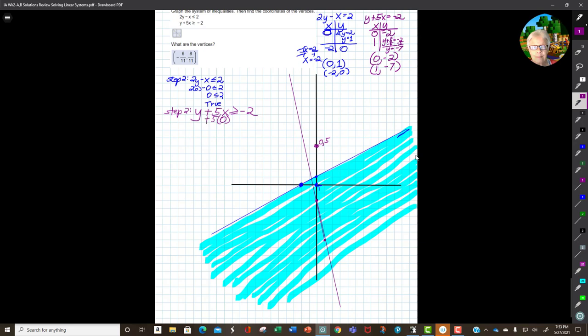Five goes in for the y. Is greater than or equal to negative 2. So that'll be 5 plus 0 is greater than or equal to negative 2. It certainly is greater than, right? 5 plus 0 is 5. 5 is definitely greater than negative 2. So this gives me a true.